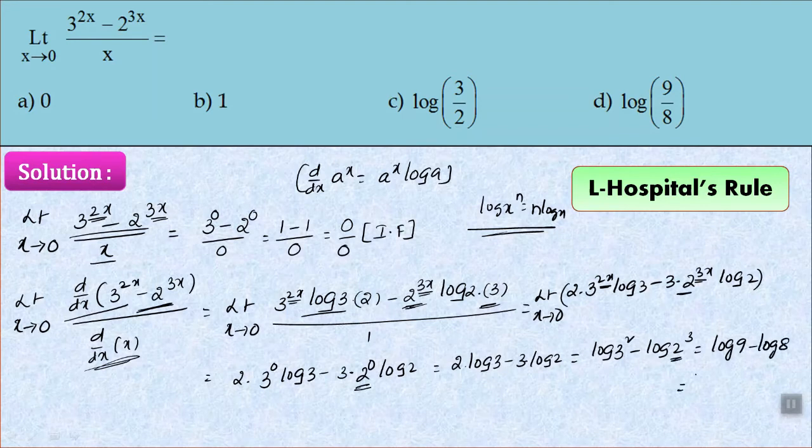We know that log A minus log B is equal to log of A by B. So here log of 9 by 8. Therefore, the answer is option D.